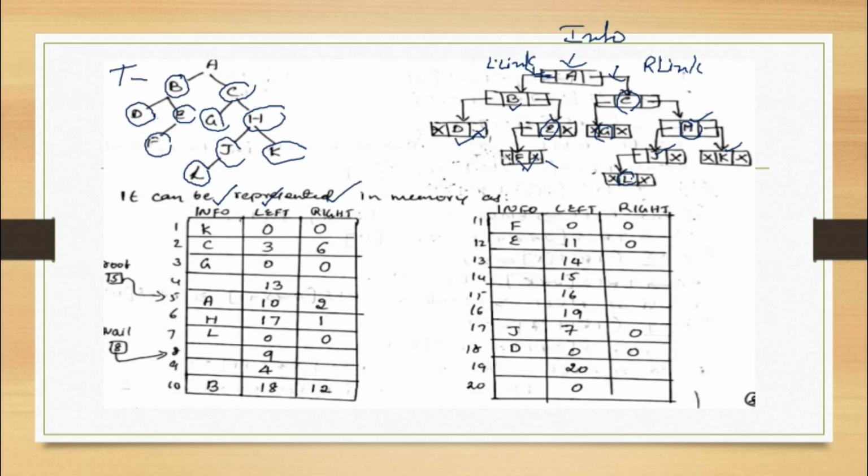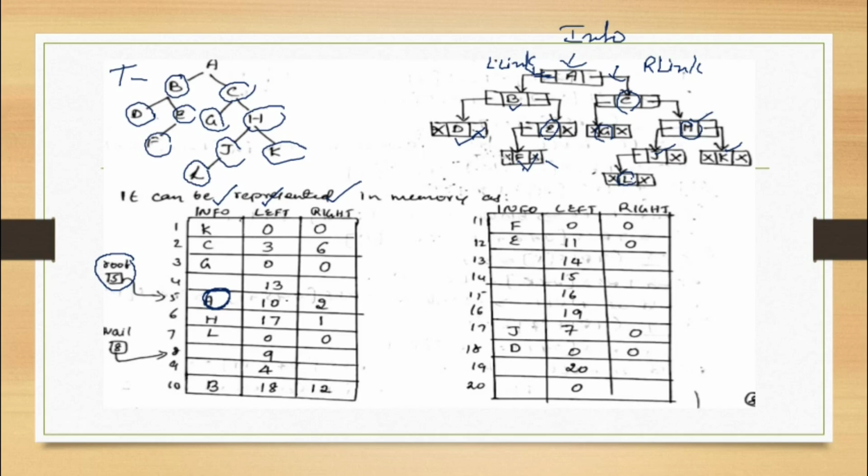Always remember students, wherever the root pointer points, that is the first element. So they have given the root as 5, and in the fifth location A is stored. This is the root place. And the left link of that is given as 10.